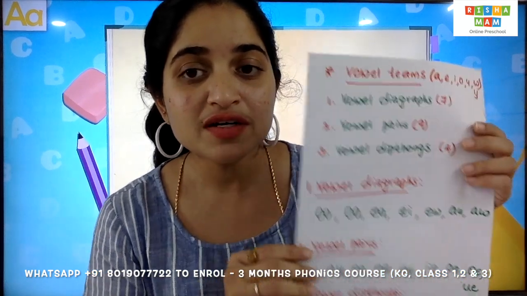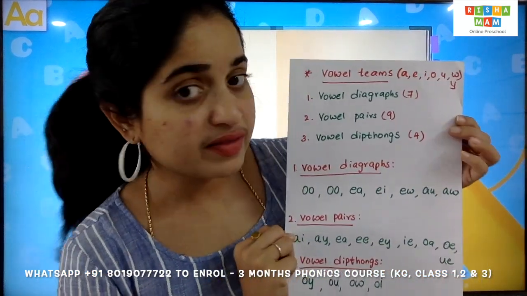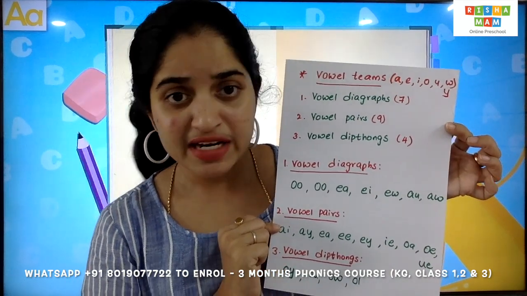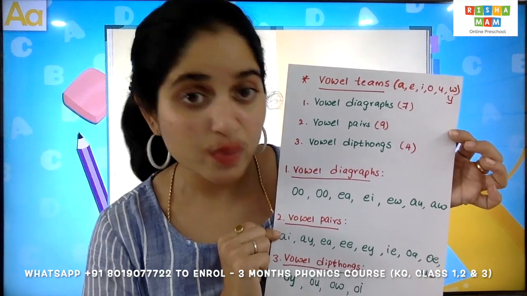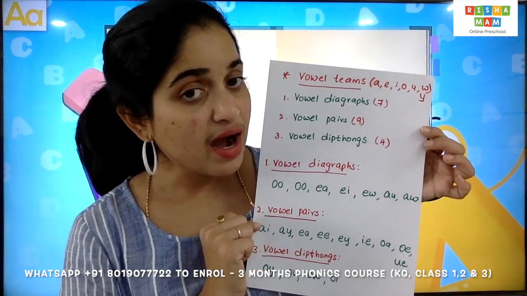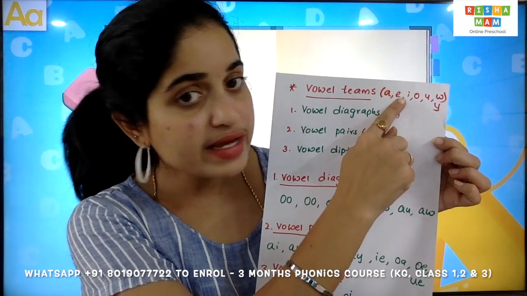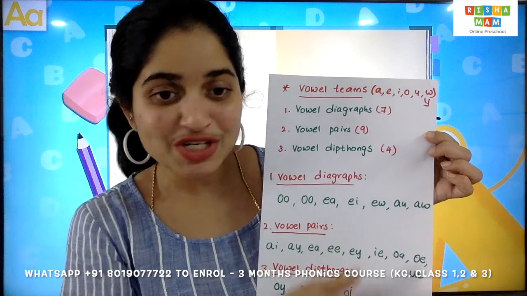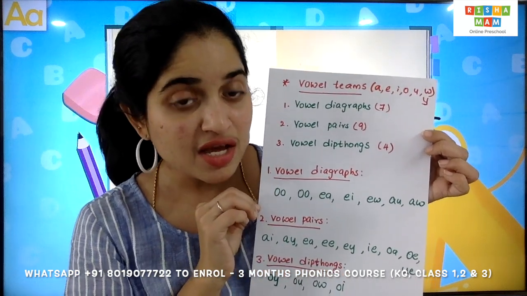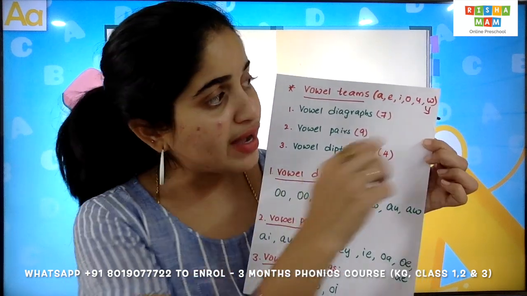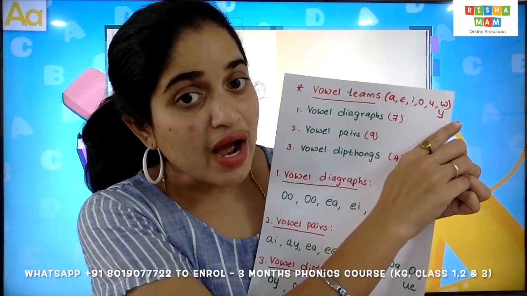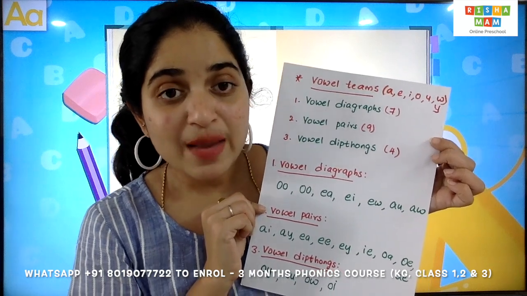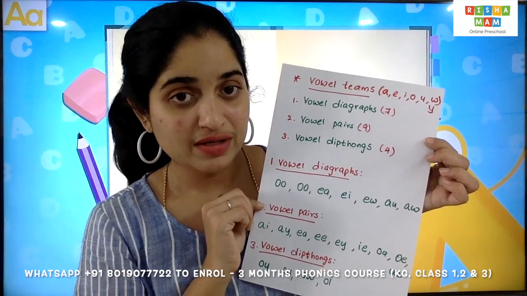So children, look here. This is a vowel teams chart. Now can anybody tell me what are the 5 vowels we have? The vowels are A, E, I, O, U. Yes, good job. But in phonics, sometimes we may also require the letter W and Y, which are considered to be vowels because they make a single sound.